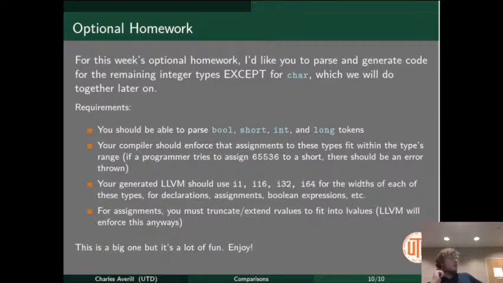Your generated LLVM should use I16, I32, and I64 for the widths of each of these types. That includes declarations, assignments, Boolean expressions, etc. And again, for assignments, I changed my mind on the truncate. Just extend R values and throw an error if you try to truncate. LLVM is going to enforce this anyways. It's not going to let you assign an I1 to an I8, or an I8 to an I1. So it's going to make you truncate or extend.